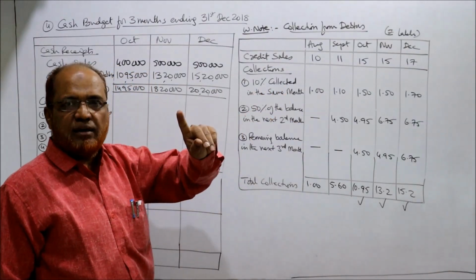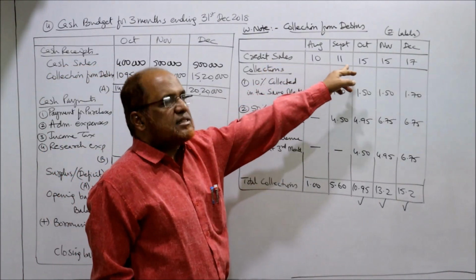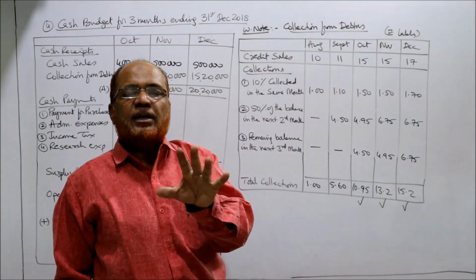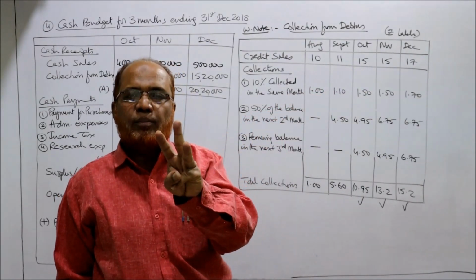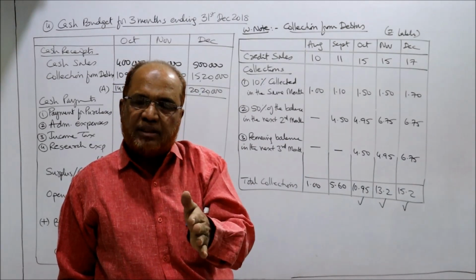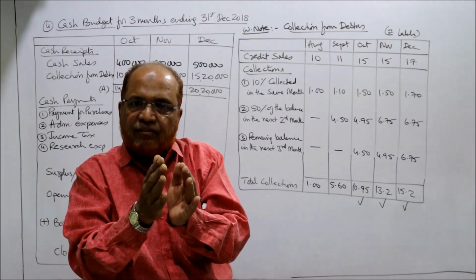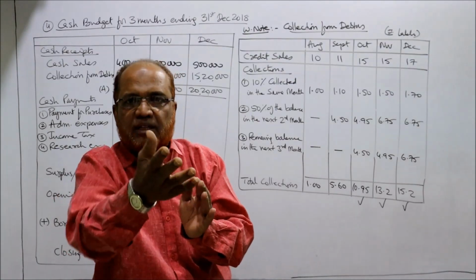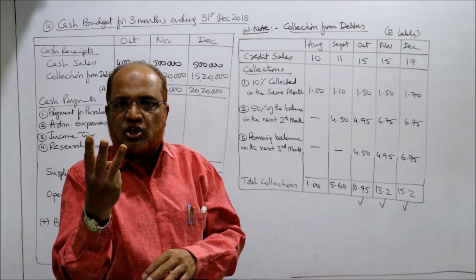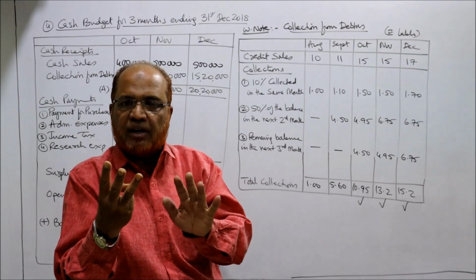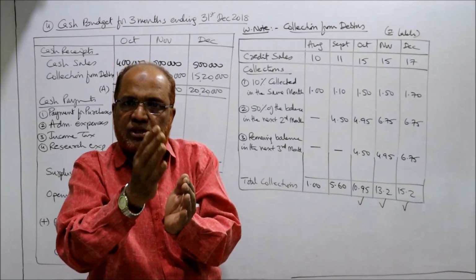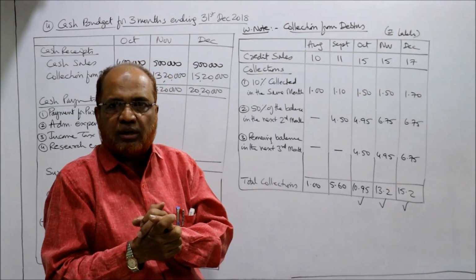Again, I repeat once again, credit sales are given. It is given in the problem that collections are made in 3 installments. 10% are collected in the same month. Of the remaining 90%, half, 50%, in the second month and 50% in the third month. So collection is over 3 months: 10% in the same month, and whatever balance remains, half and half in the second month and third month.